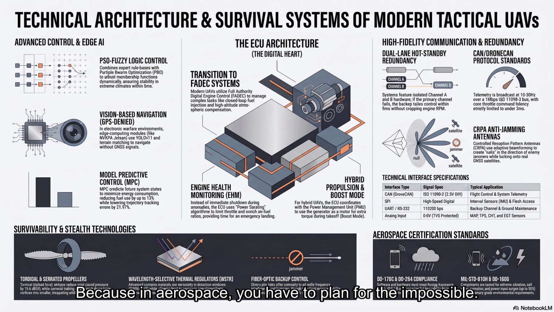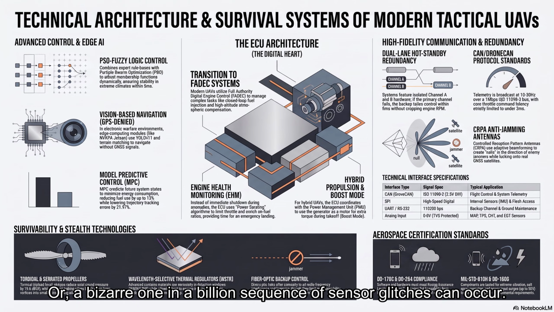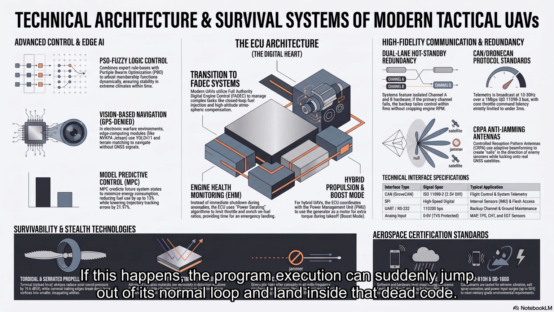Because in aerospace, you have to plan for the impossible. At high altitudes, a drone is subjected to increased cosmic radiation. A stray high-energy particle can strike the physical silicon of the microprocessor and cause a bit flip, literally changing a 0 to a 1 in the computer's memory. Or a bizarre one-in-a-billion sequence of sensor glitches can occur. If this happens, the program execution can suddenly jump out of its normal loop and land inside that dead code.